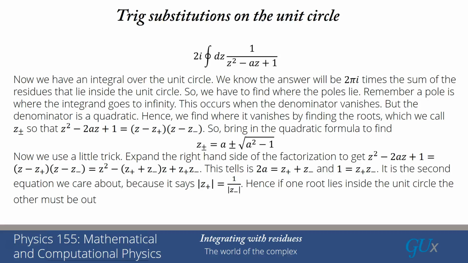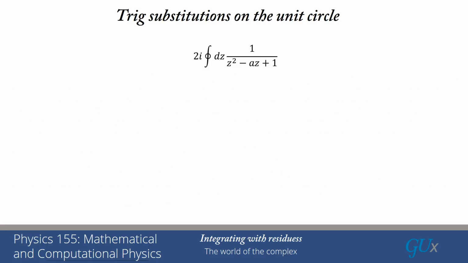And because that has to equal z squared minus 2az plus 1, it immediately tells us that 2a is equal to z plus plus z minus, and 1 is equal to z plus times z minus. And it's the second equation that we care about because that tells us the modulus of z plus is equal to 1 over the modulus of z minus. Hence, if one root lies inside the unit circle, the other must be outside. This tells us there's only one pole inside the unit circle.